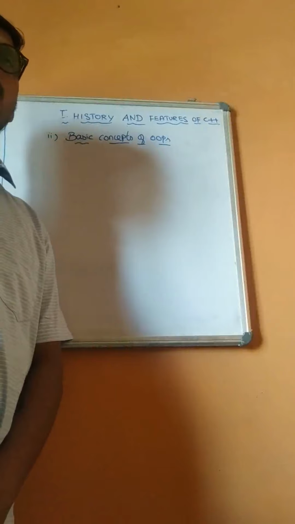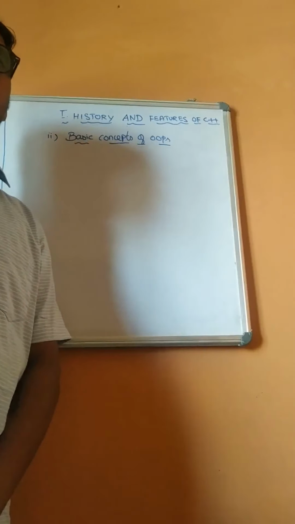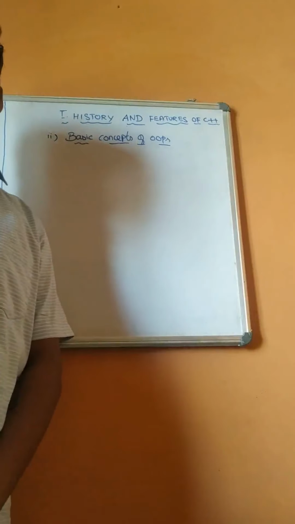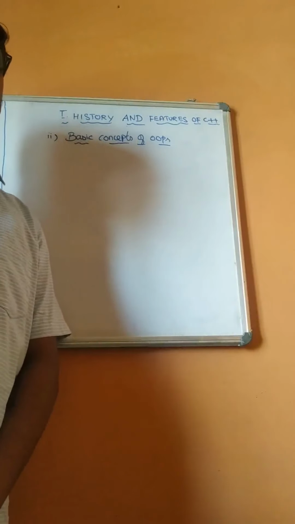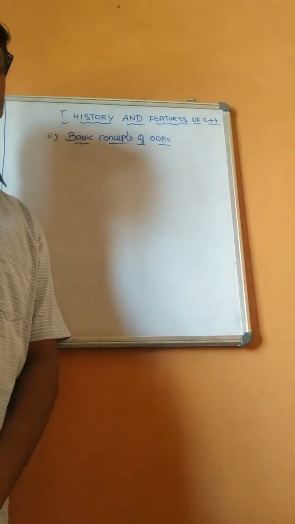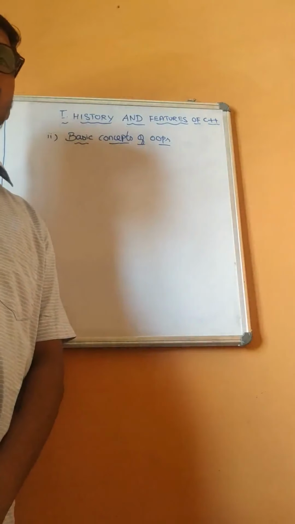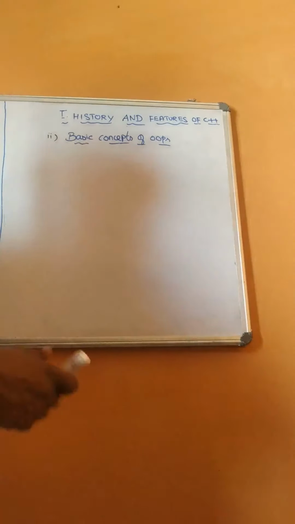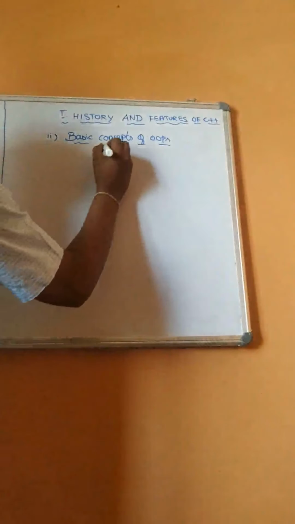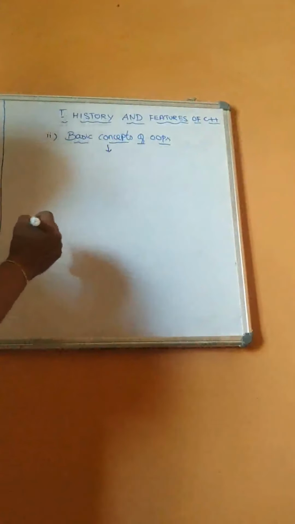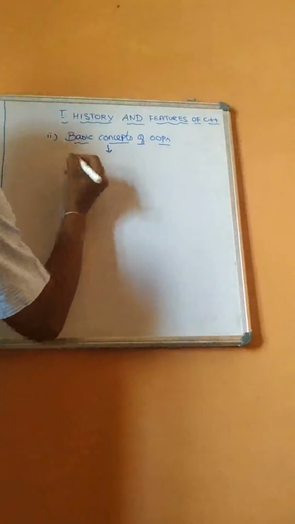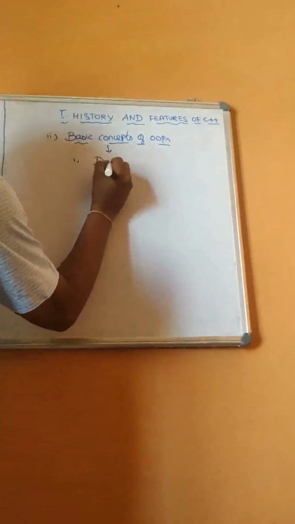So today we are going to start with the continuation of the first topic, history and features of C++. In that we saw features of C++, and the second subtopic which we are going to see today is basic concept of C++. So that is the basic concept of OOPS. So in this basic concept of OOPS, we have 5 definitions. First one is data abstraction.